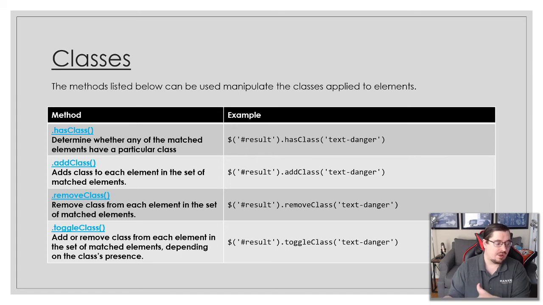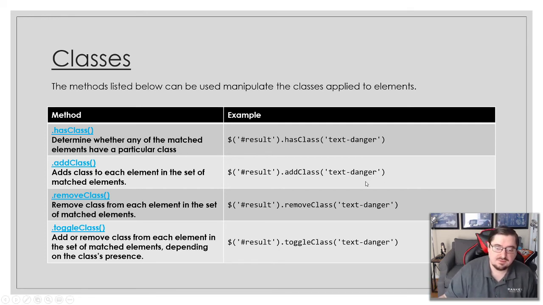It may have other classes. It just tells you whether or not it has the class that you told it. So this will return true if the result element has the class TextDanger. It will return false if it doesn't have this class. AddClass will then let you add a class to whatever classes it already has.